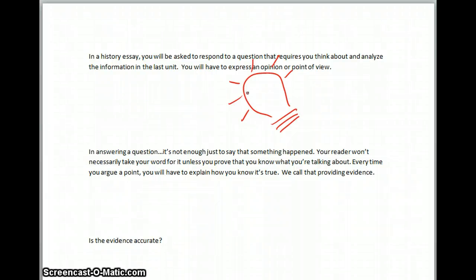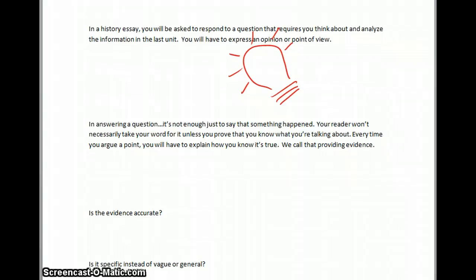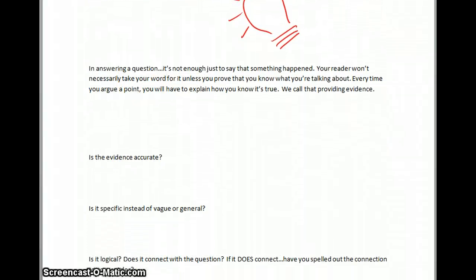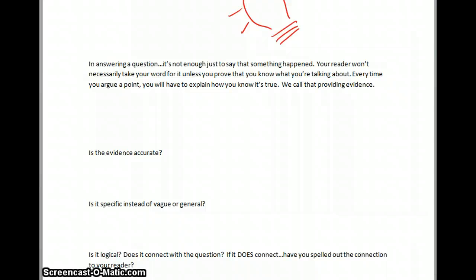Okay, when you answer the question, it is not enough just to say, this happened, please take my word for it. Your reader is not necessarily going to take your word for it unless you prove that you know what you're talking about. When you make a claim, when you argue a point, you have to provide evidence. Tell us how we know, how you know, and how we should take your word for the fact that what you're saying is true.